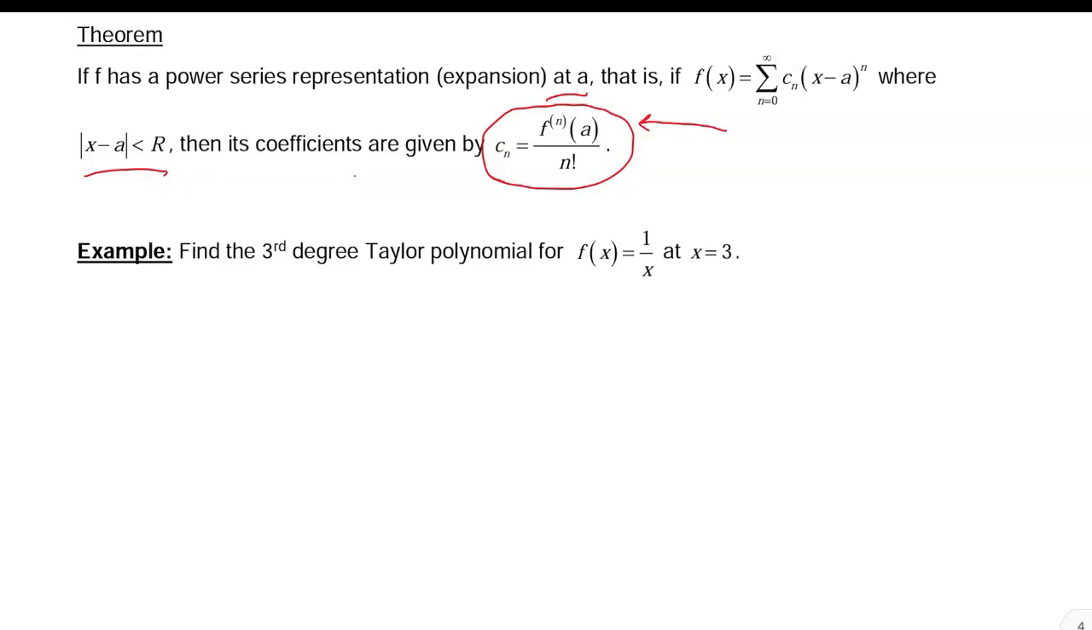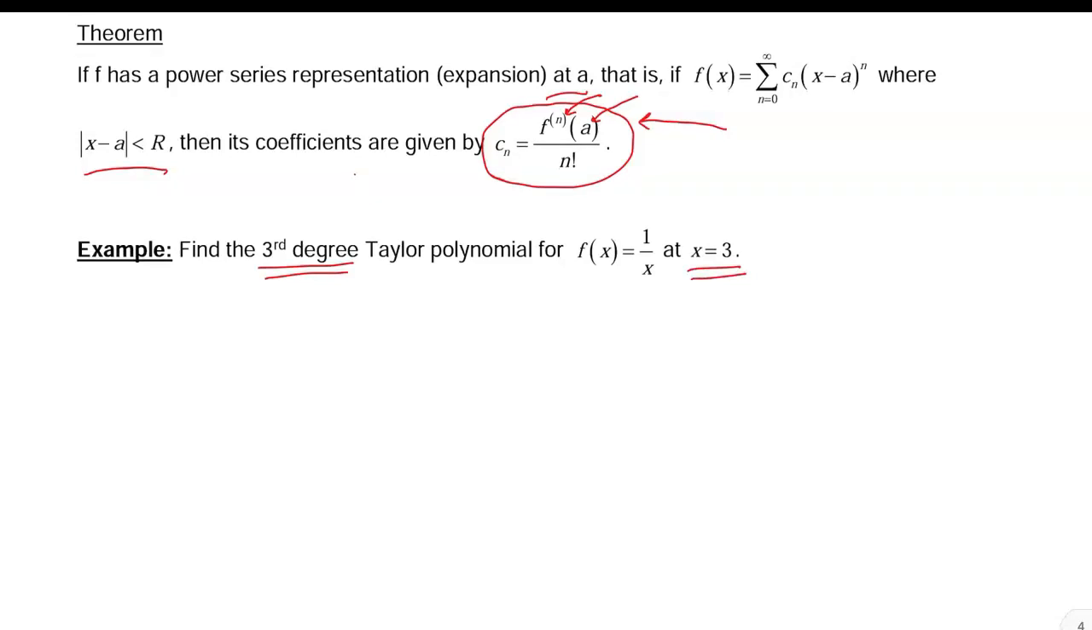So the little n up here is what derivative you're on, and A means you're going to substitute in like 0 when it's x equals 0 that it is centered around. Or you'll plug in another number if you're located somewhere else. And that's exactly what's going to happen this time. In our example, we're going to find a third degree Taylor polynomial for 1 over x at x equals 3. So we're finally not going to do a Maclaurin. We're going to look at a Taylor.